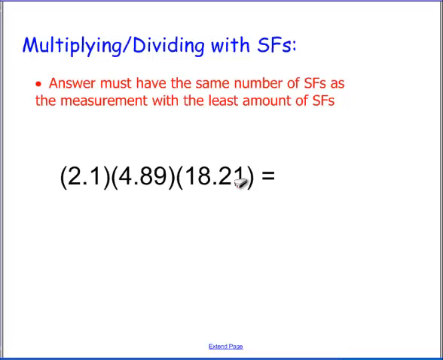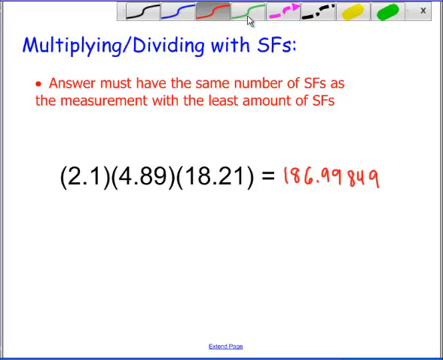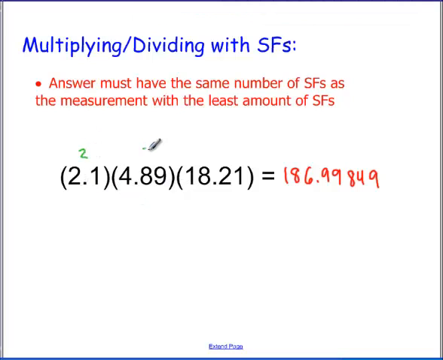So you still multiply those the same way that you normally would. And when you type that in your calculator, you get a big long answer, 186.99849. Okay, but we need to round that. And if we go back and look at each of our three measurements and see which one has the least number of significant figures, this one has 2 sig figs, 3 sig figs, 4 sig figs. So I need to round my answer so that it has only 2 significant figures.